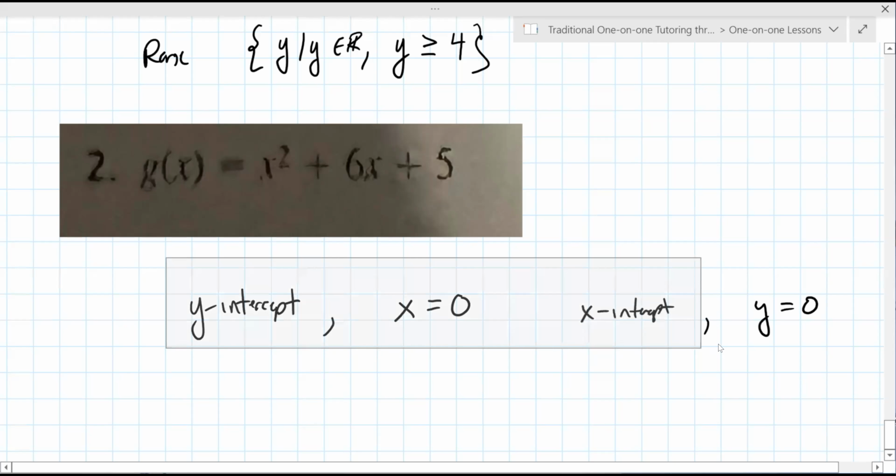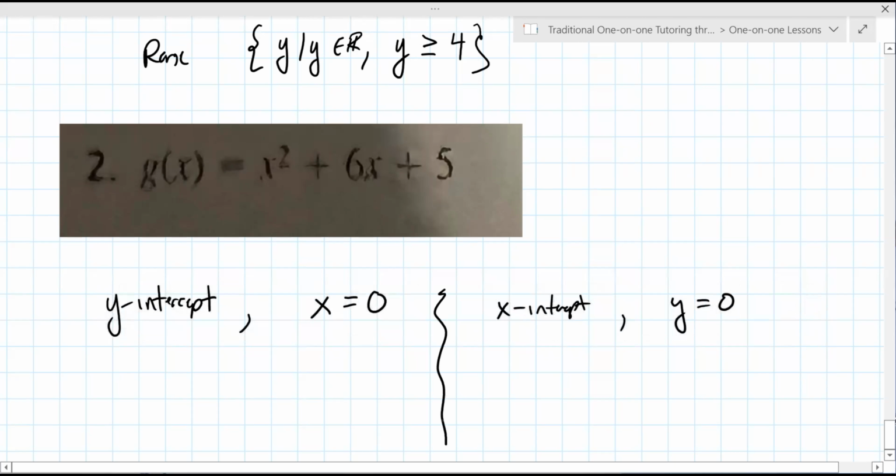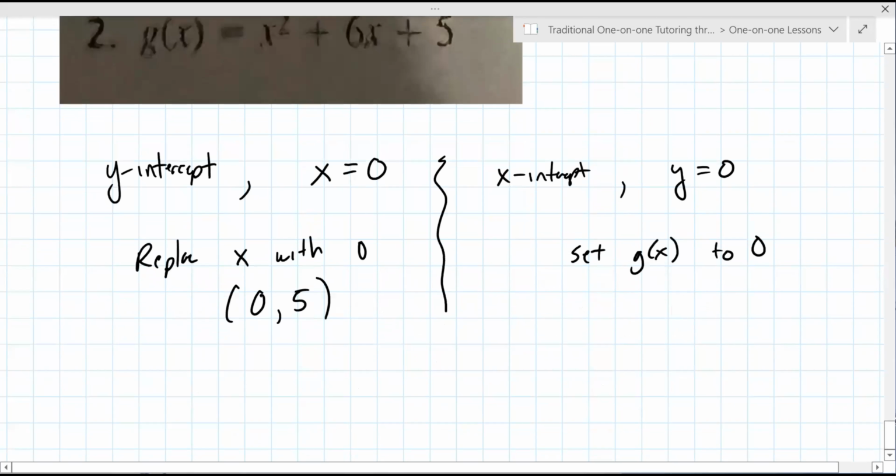So then do I set all of the x's in that equation to 0? Yes. On the left here, you replace x with 0. On the right is when you set g of x to 0. So then the y-intercept would be 5. Yes, and it's an ordered pair, 0 comma 5. Now on the right, you're setting the equation equal to 0.